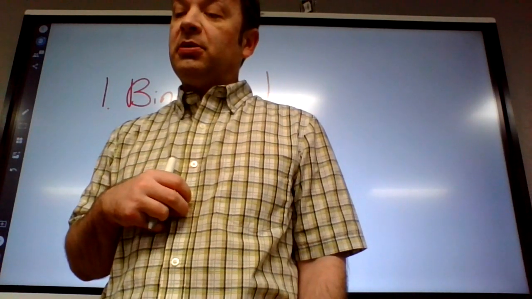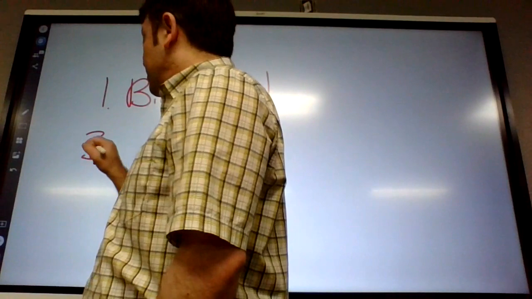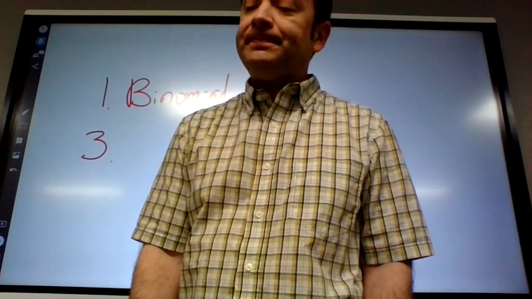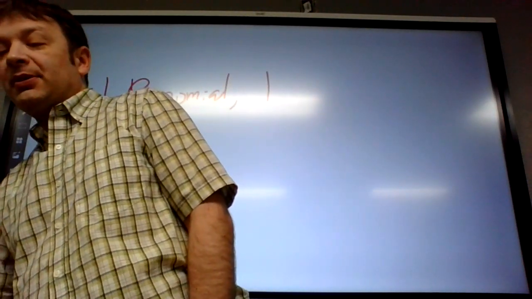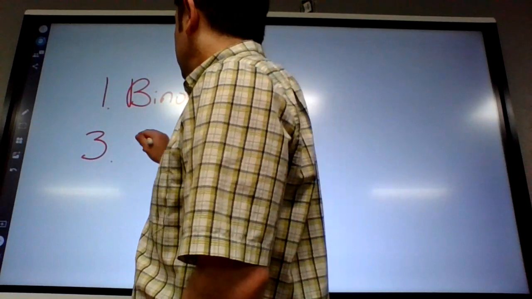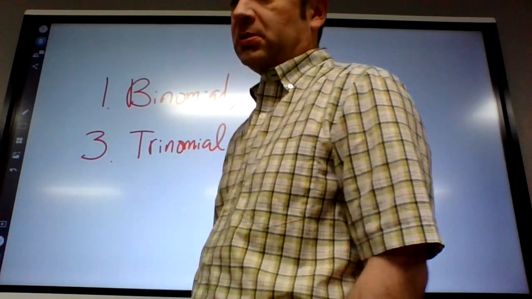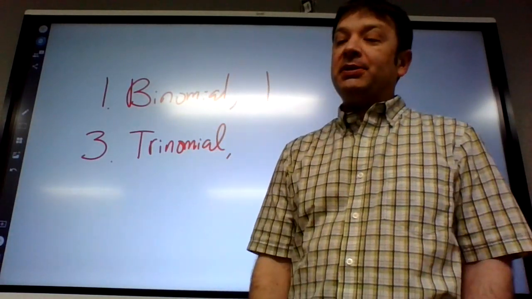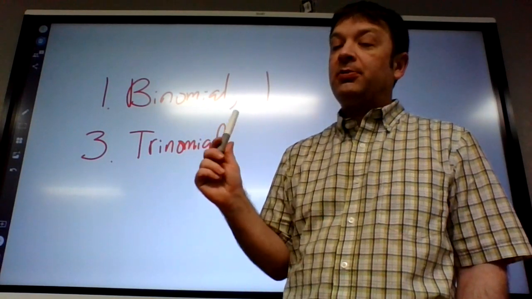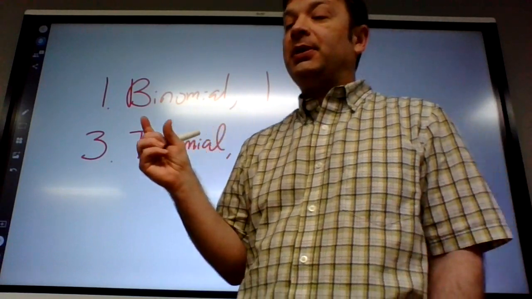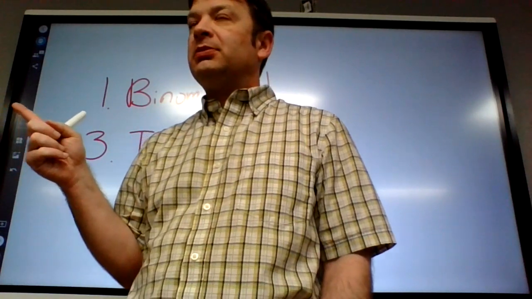Lauren, on number 3, how many terms does that have? It does have 3. So that would be called a trinomial. Okay, and what is the degree? Not quite. So that first term has the highest degree. It's got x squared and y to the 1. So it's 3.